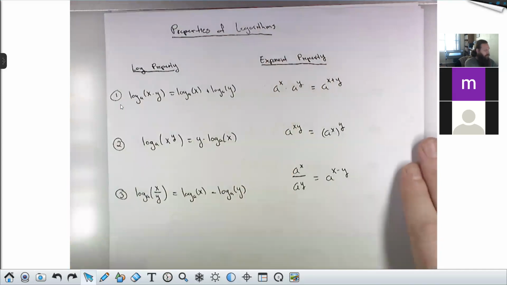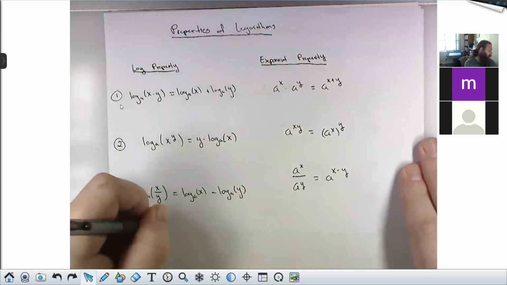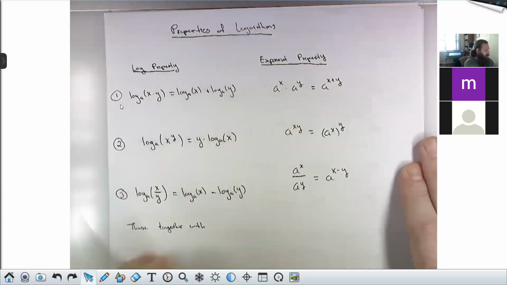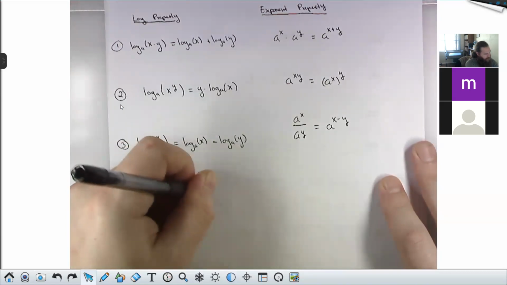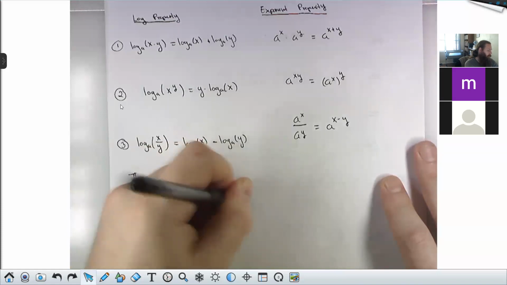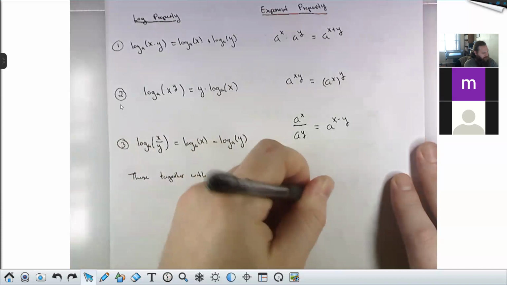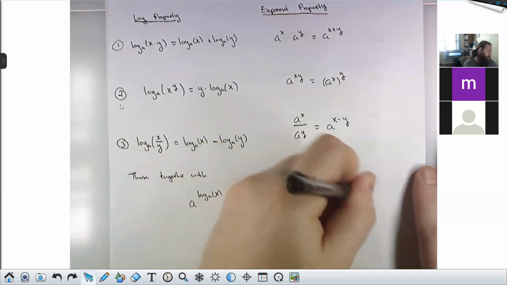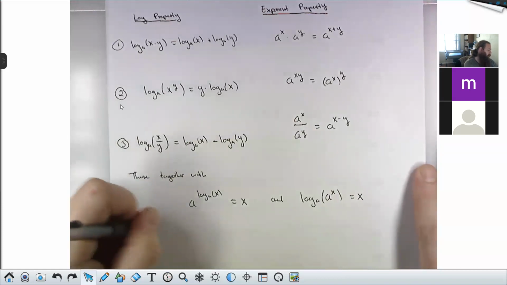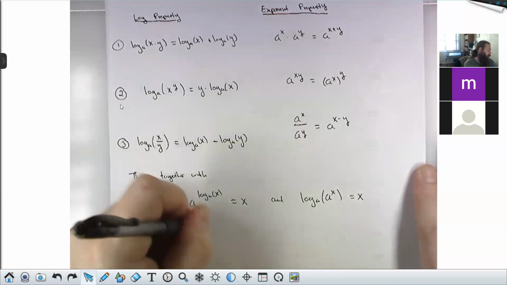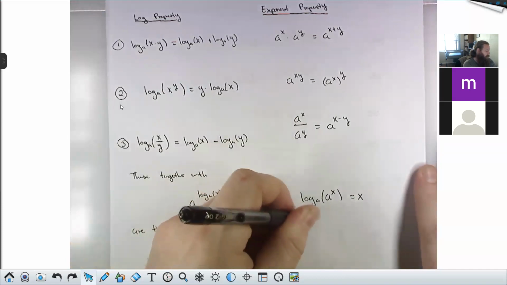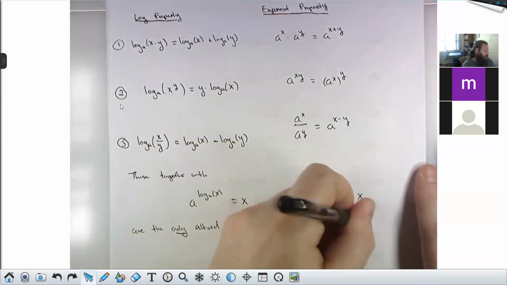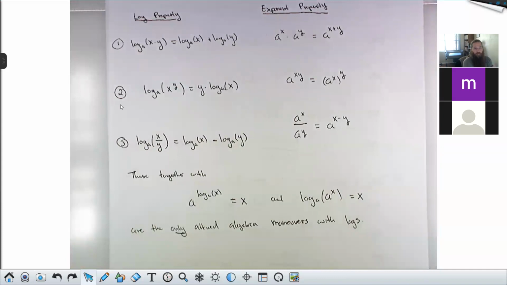So if you want to put it all in one place, I would say these, together with the following facts: a raised to the base a log of x always simplifies to x, and the log base a of a to the x always simplifies to x, are the only allowed algebra maneuvers with logs. All right, this is it. This is what you're allowed to do with logs. If you do anything else, you're breaking the rules and everything is going to go haywire.